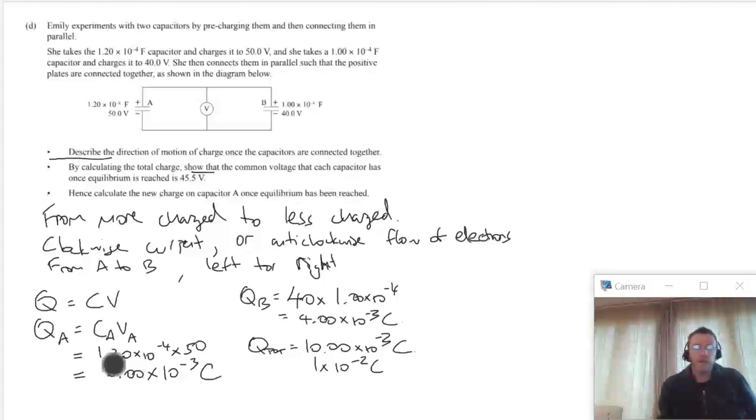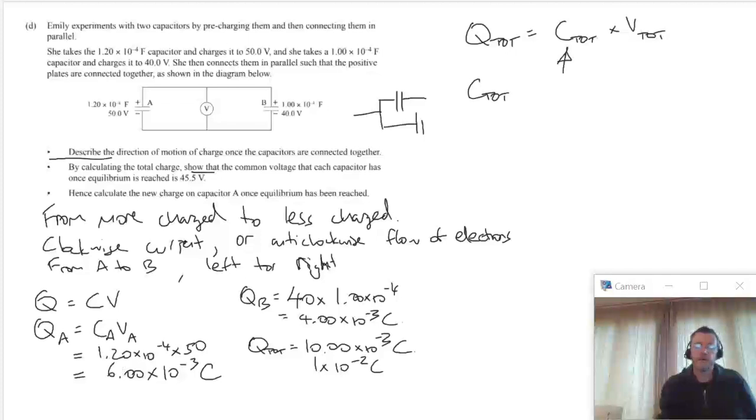Show that the common voltage for each capacitor. So now we're going to do Q total equals C total times V total. Here's a good place to go, right? Now, what we need though is C total. The key thing here is, are these in series or in parallel? Once we've got these connected and they've equalized, the voltage drop across them is the same, which is the same characteristic you would have in a parallel circuit.